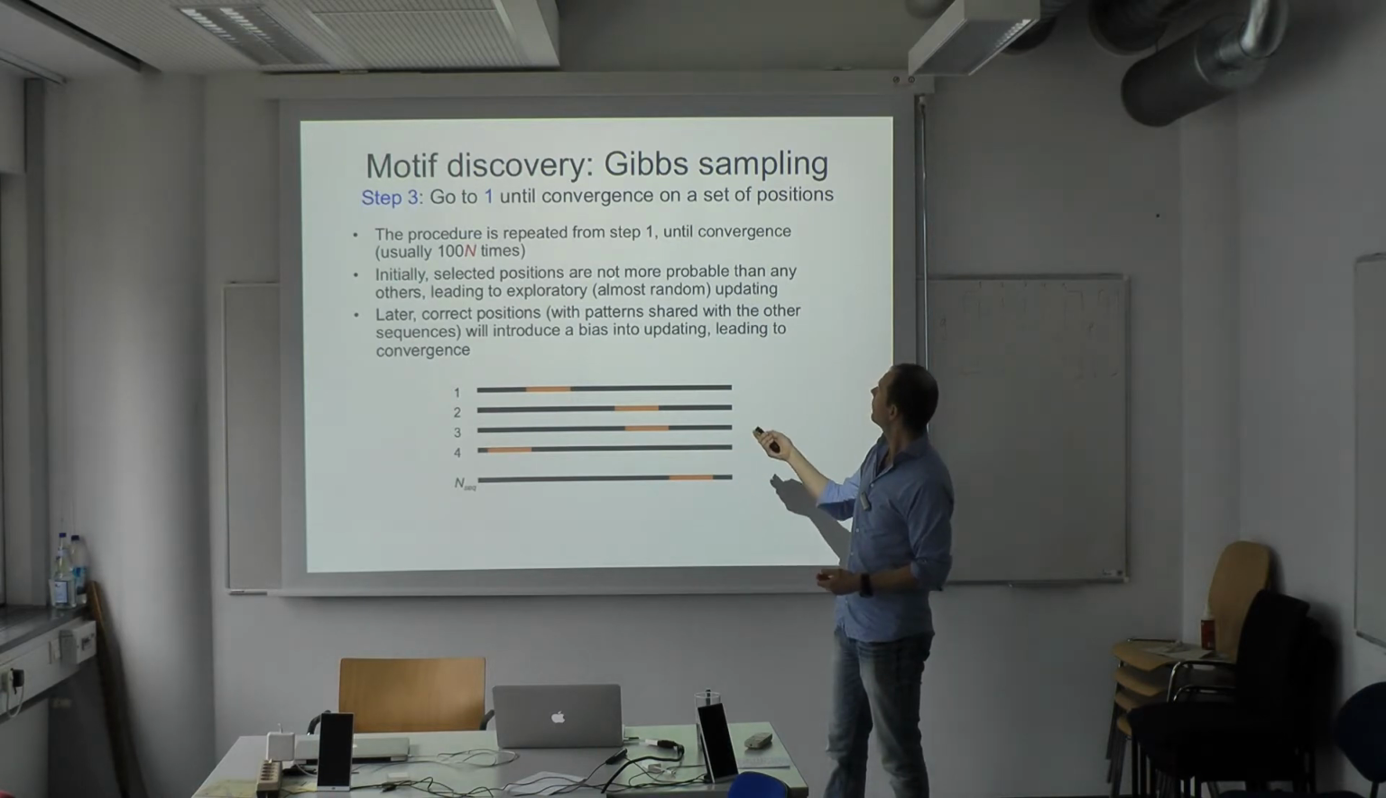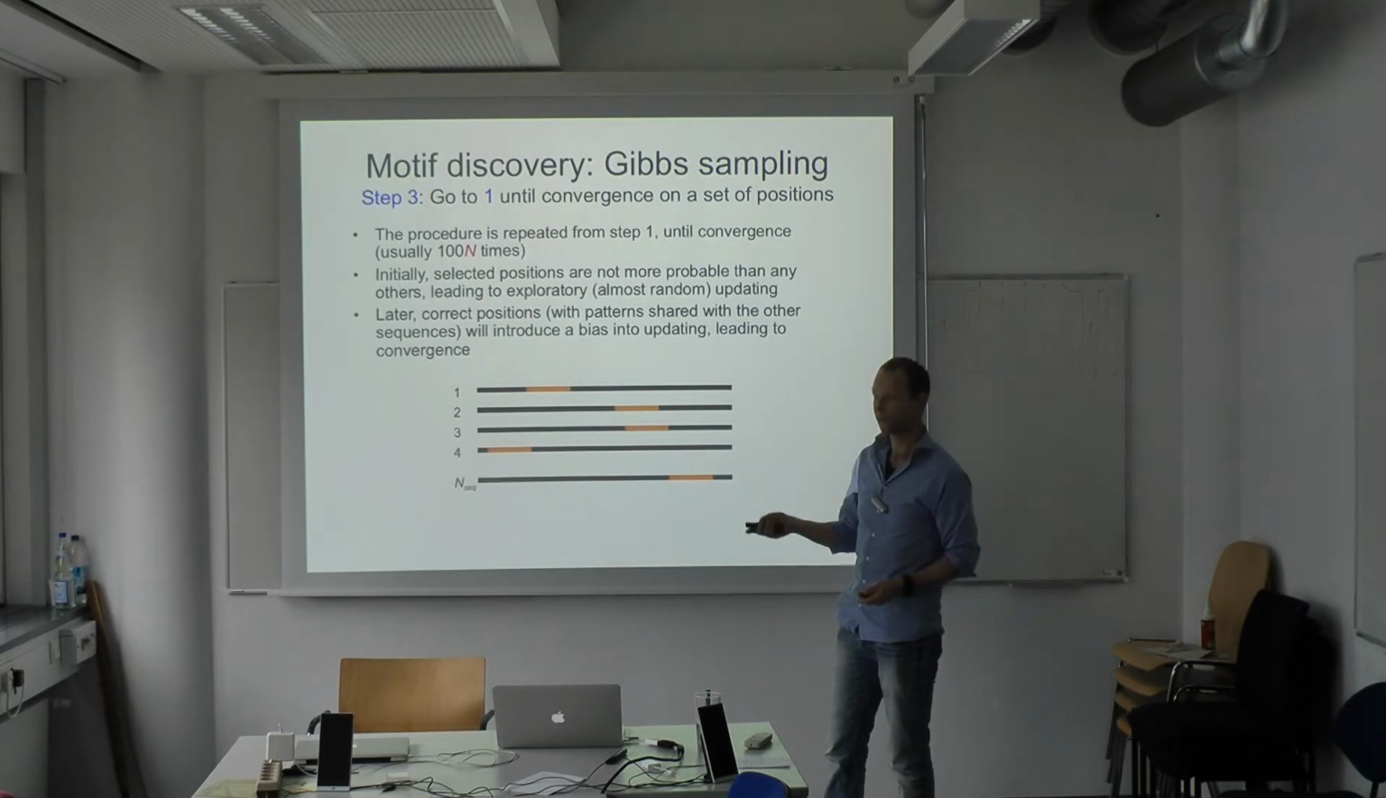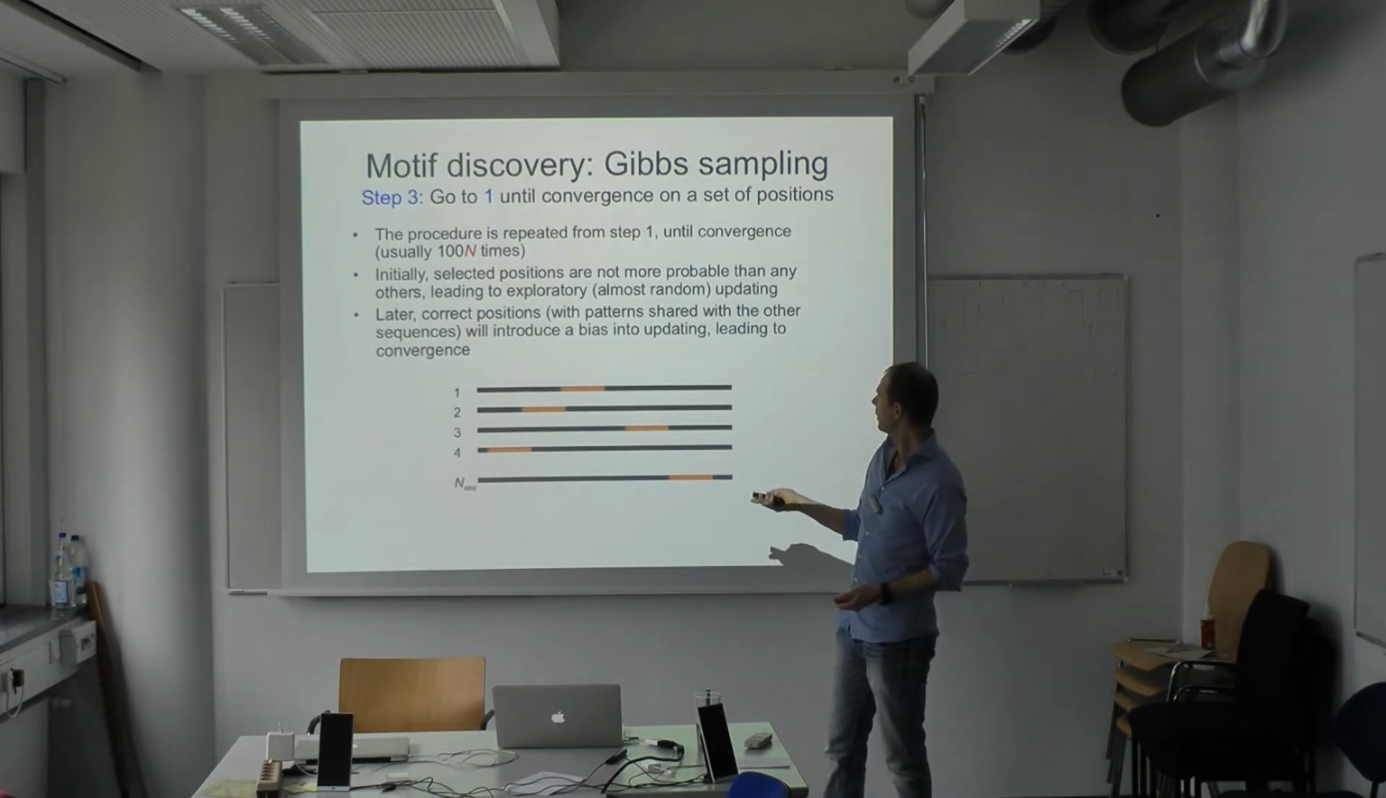So initially, selected positions are not more probable than the others, leading to exploratory updating. Later, correct positions with patterns shared with the other sequences will introduce a bias into updating, leading to convergence. So I think that there is some animation here. So we pick one sequence at a time and update its label.